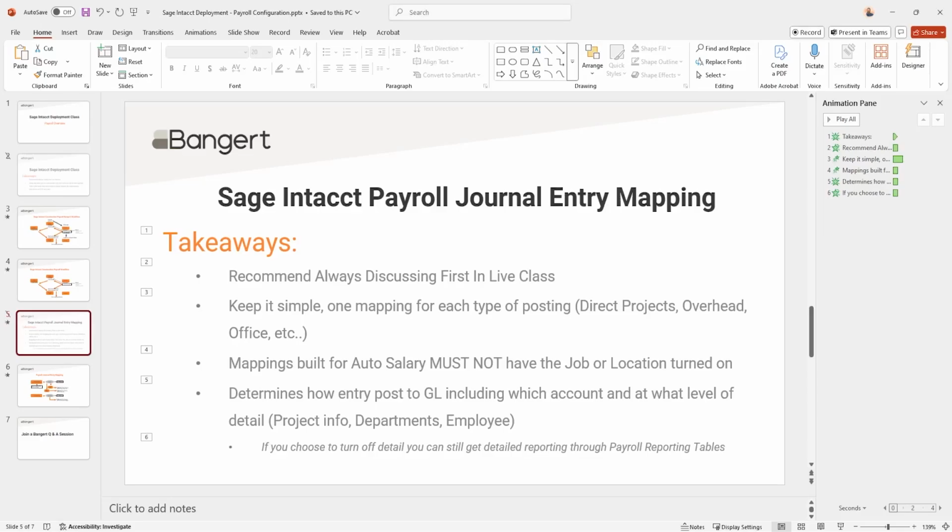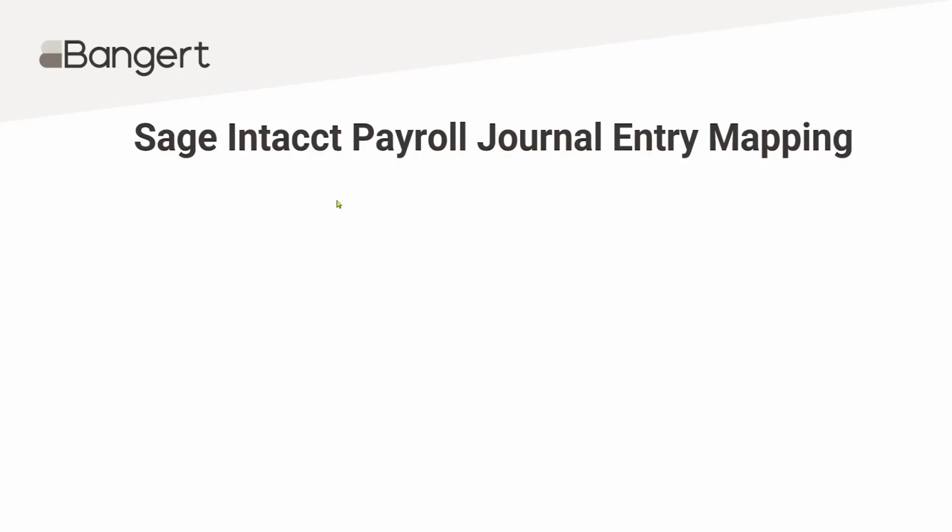In this session, we're going to be discussing the Sage Intacct payroll journal entry mappings. And we're going to talk about how you can affect the postings for the general ledger as far as what general ledger accounts they hit, and also at what level of detail they post in for the payroll entries. So let's go through a few key takeaways that you want to consider as you're going through configuring your payroll journal entry mappings.